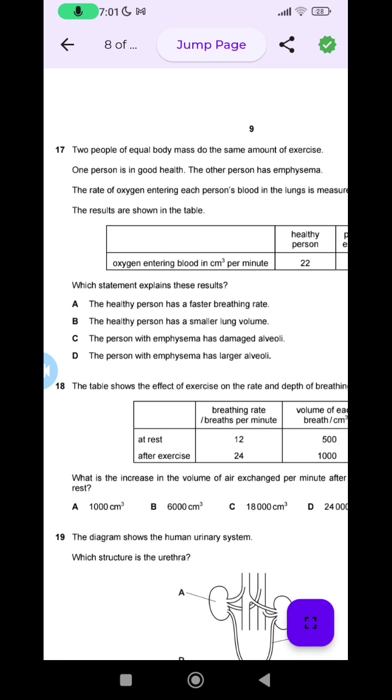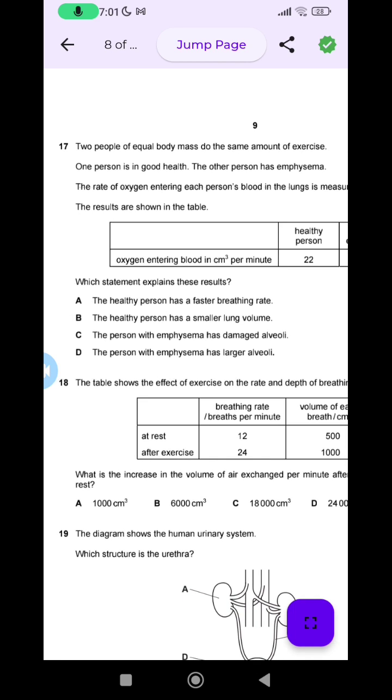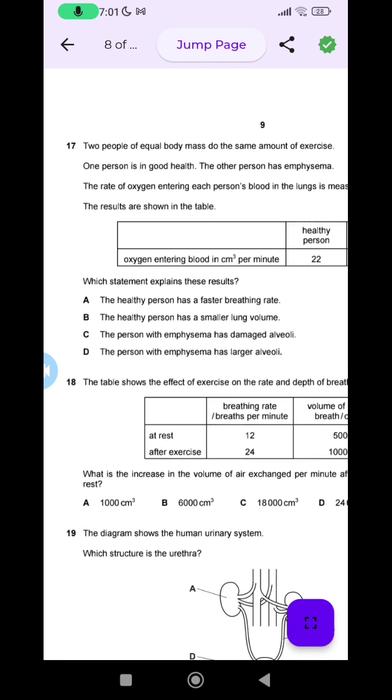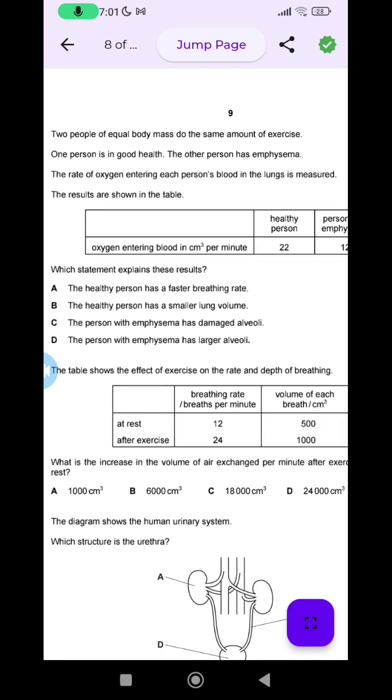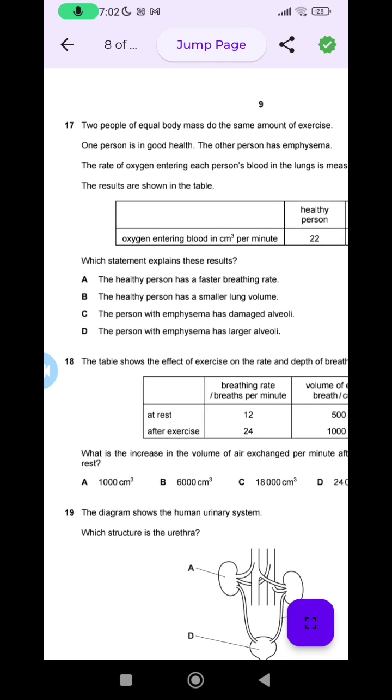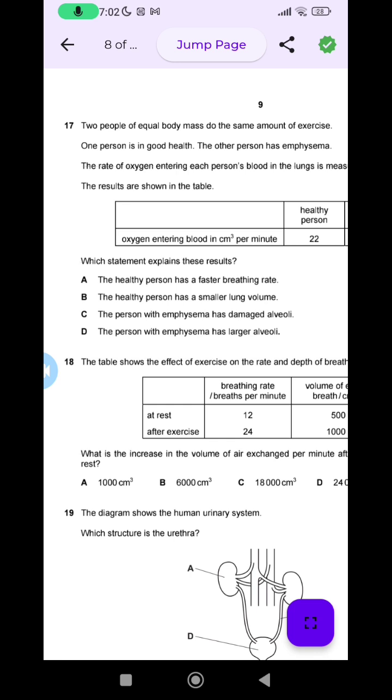The person has a faster breathing rate. The healthy person has a faster breathing rate. The healthy person has a smaller lung volume. The person with emphysema has damaged alveoli. The person with emphysema has larger alveoli. Now, if the person with emphysema had larger alveoli, he would have received more oxygen. So D is incorrect.